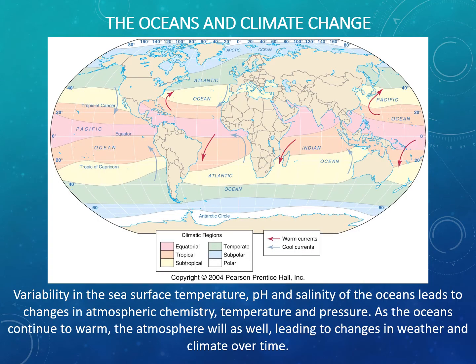Variability in sea surface temperature, pH, and the salinity of the oceans will lead to changes in atmospheric chemistry, temperature, and pressure. And this in turn will cause changes in climate over, again, spans of thousands to millions of years. So as the surface of the oceans continues to warm, the atmosphere will as well. This will lead to more extreme changes in weather, and we've been observing this, right? Just last week, I think, there was a snowstorm headed back east that's of historic proportions.